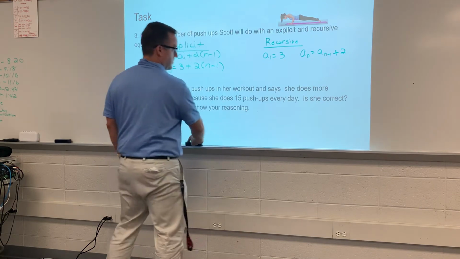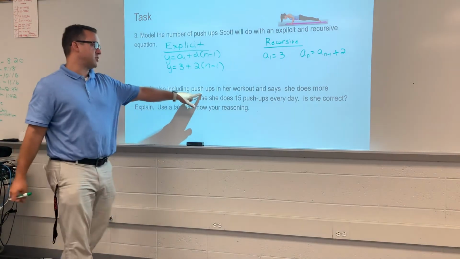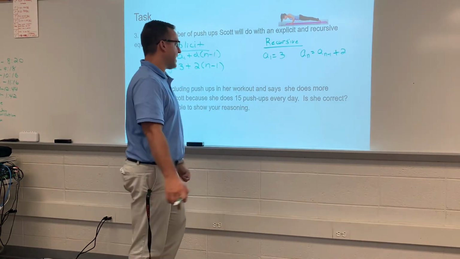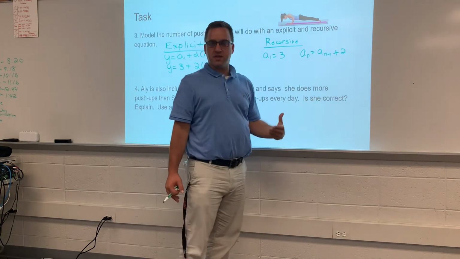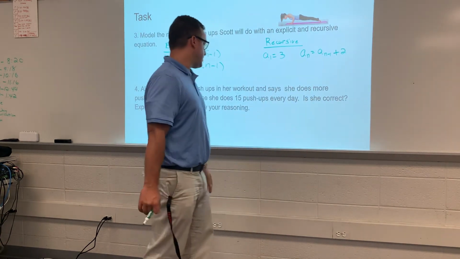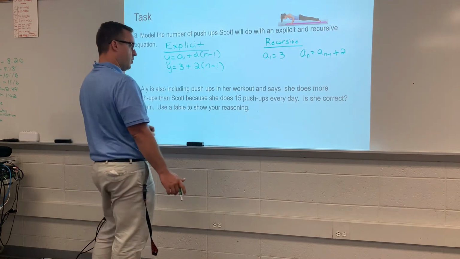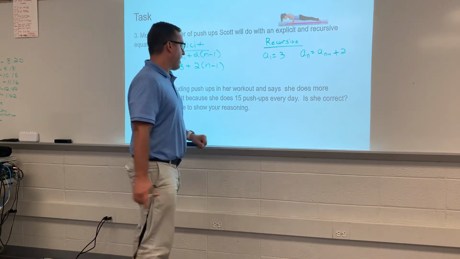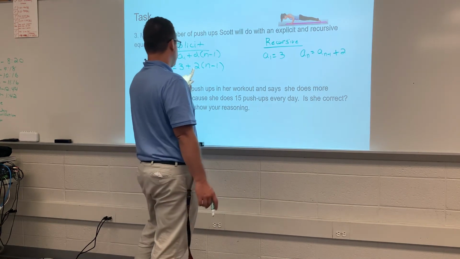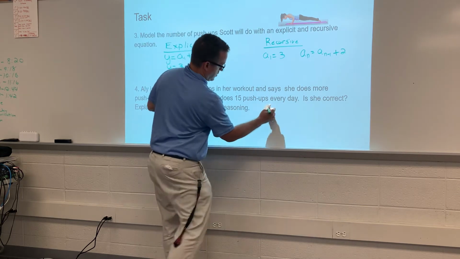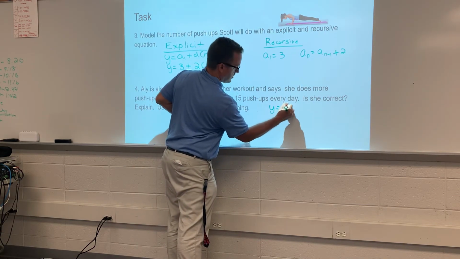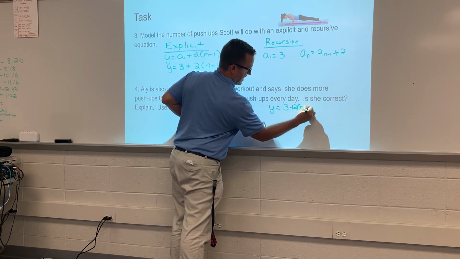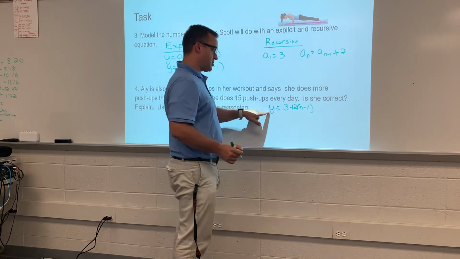And then Allie is including push-ups in her workout and says she does more push-ups than Scott because she does 15 every day. Well, Scott's going to eventually catch her and pass her because he's doing 2 more every day. So, is she correct? Well, you could use a table or really a graph. So what I'm going to do is use this equation. Y is equal to 3 plus 2 times n minus 1, and set the number of push-ups equal to 15.